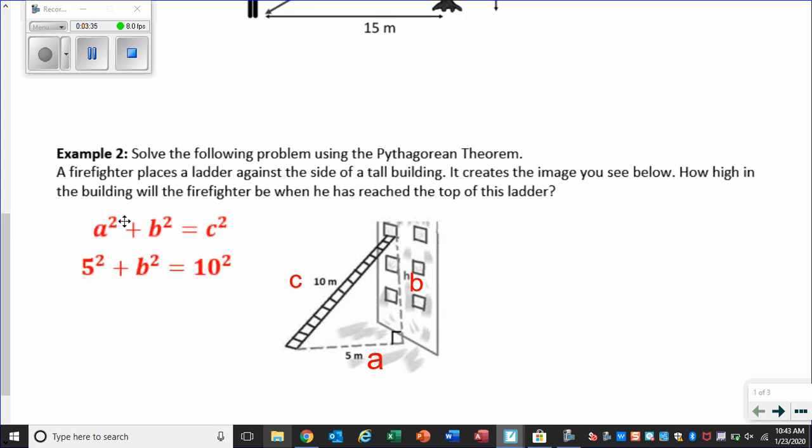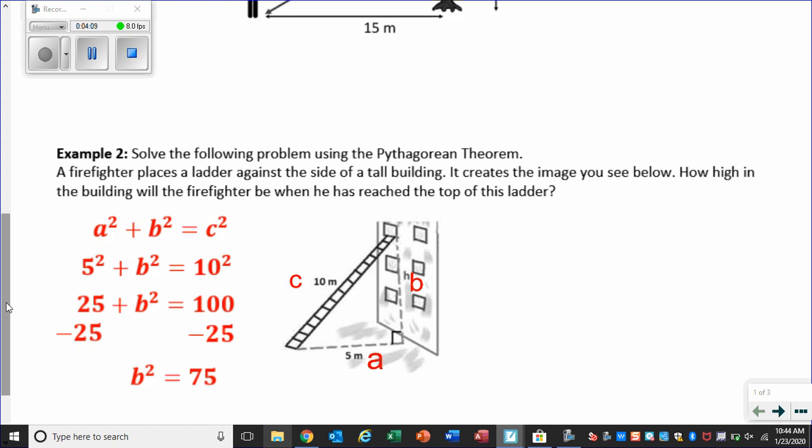So I plug it into the A squared plus B squared equals C squared. And now I have 5 squared plus B squared equals 10 squared. I go ahead and simplify what I can, the 5 squared and the 10 squared. So that'll give me 25 plus B squared equals 100. The B squared stayed the same because I don't know what it is. Okay, now I need to get B squared by itself. So what I'm going to do is subtract 25 from both sides. That will leave me with B squared equals 75.